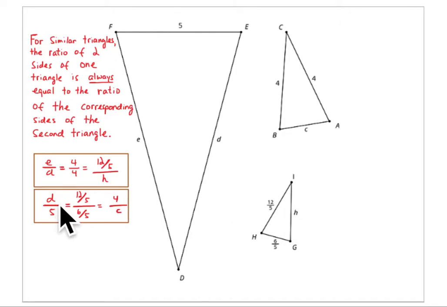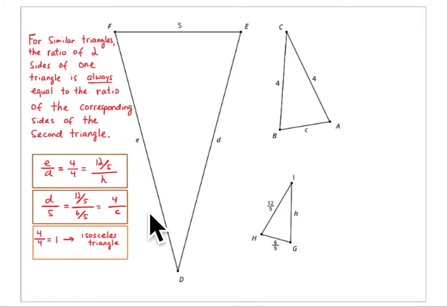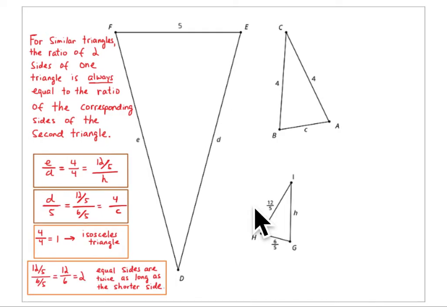So if that's true, then D has to be 10 units long. And if that's true, that means that E also has to be 10 units long. I'll write this down in a few moments. So the ratio of 4 to 4 equals 1. Just got done telling you that means that these are isosceles triangles. All right, 12/5 to 6/5, that's a ratio of 12 to 6. That's a ratio of 2 to 1.